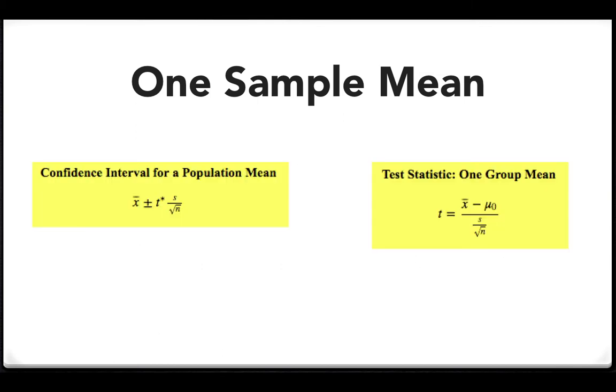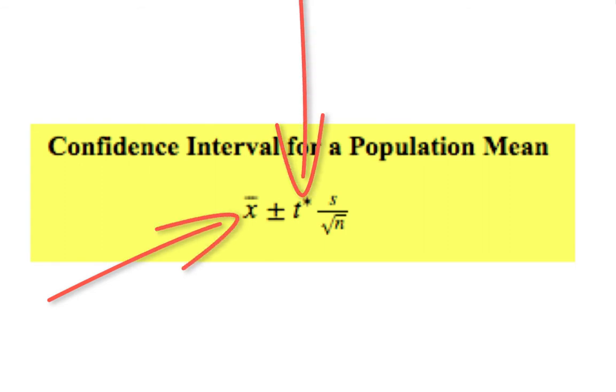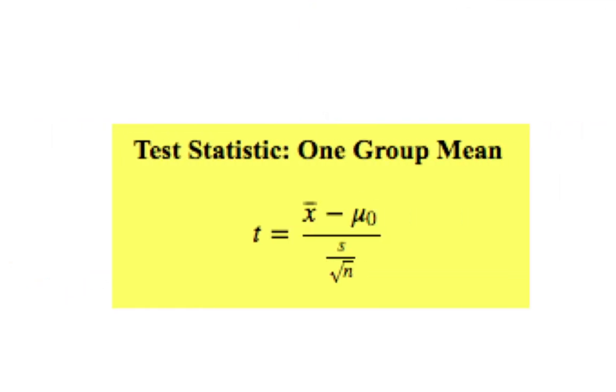These are the formulas that we will use to construct confidence intervals and compute test statistics for one sample mean. Again, these follow the same general formats that we've been using for a few weeks now. For the confidence interval, we have the sample statistic, plus or minus the multiplier, which we will be getting from the t distribution, times the standard error. For the test statistic, we have the sample statistic minus the null parameter divided by the standard error.